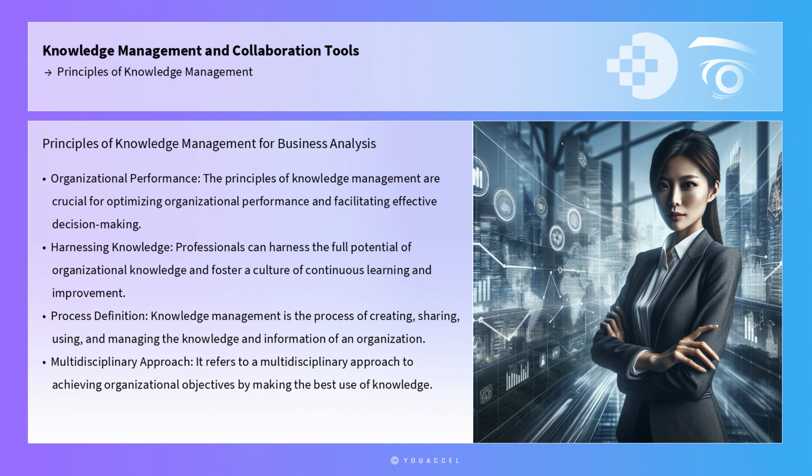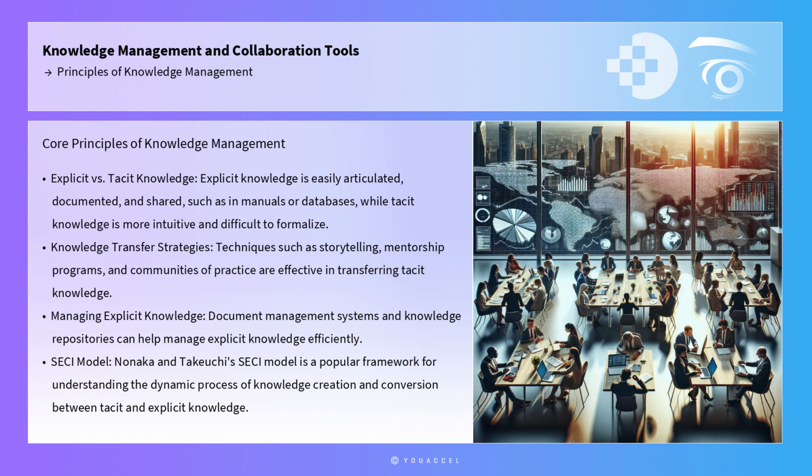One core principle of knowledge management is the distinction between explicit and tacit knowledge. Explicit knowledge is easily articulated, documented, and shared, such as in manuals or databases. Tacit knowledge, on the other hand, is more intuitive and difficult to formalize, often residing in the minds of individuals as insights, experiences, and skills. For effective KM, organizations must develop strategies to capture and disseminate both types of knowledge.